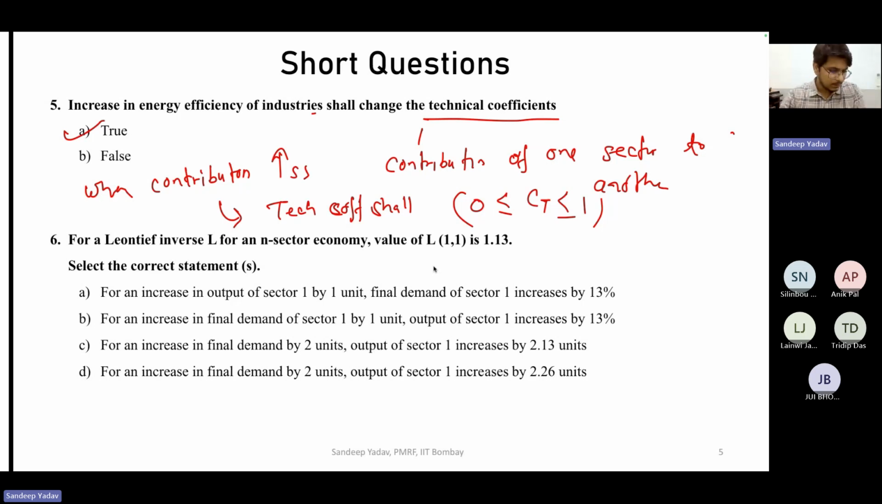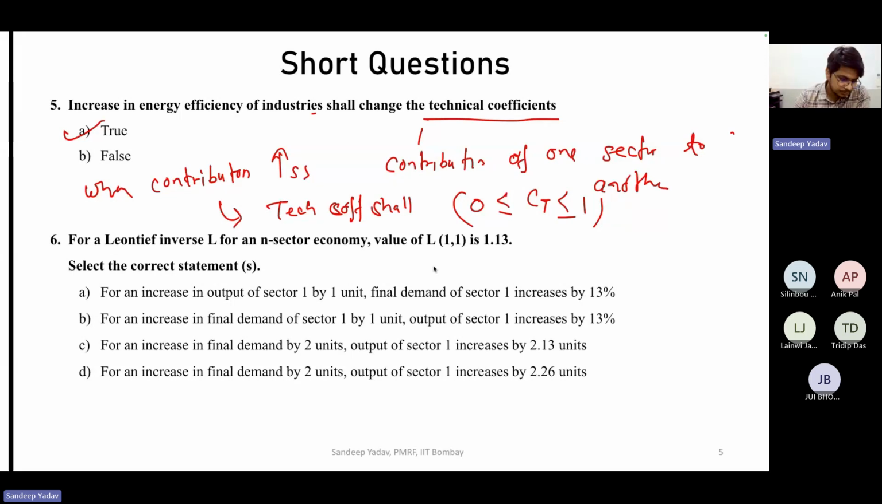Now we have to select the correct statement. Option A says for an increase in output of sector 1 by 1 unit, final demand of sector 1 is increased by 13%. Option B says for an increase in final demand of sector 1 by 1 unit, output of sector 1 increases by 13%. Option C says for an increase in final demand by 2 units, output of sector 1 increases by 2.13 units. Option D says for an increase in final demand by 2 units, output of sector 1 increases by 2.26 units.